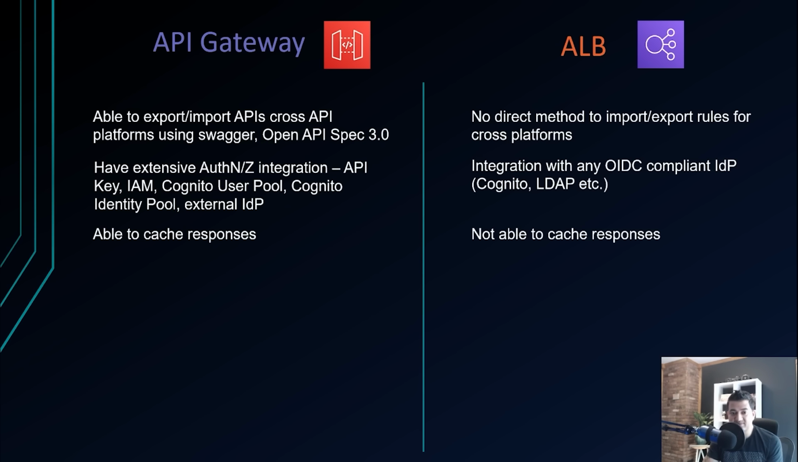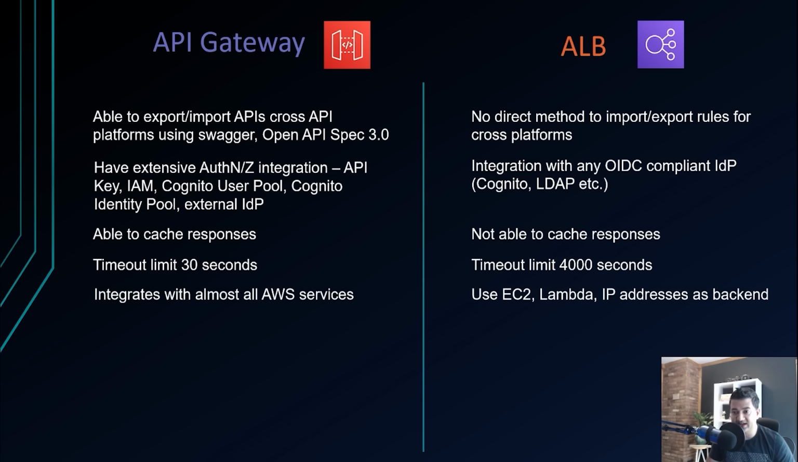API Gateway is able to cache the responses. For a specific method, if you think it is going to return repetitive values, you can cache it. ALB, you are not able to cache any responses. API Gateway, however, has a timeout limit for API execution of 30 seconds. And application load balancer timeout limit is 4,000 seconds, so way longer timeout limit.